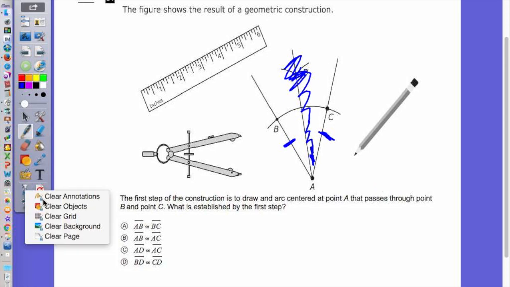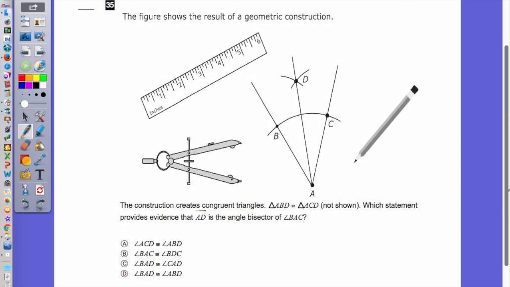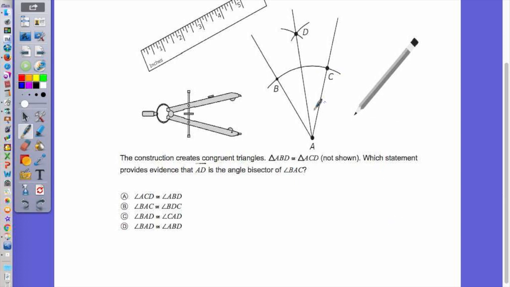35. I think we're using that same drawing again. The construction actually could go on to create congruent triangles, ABD and ACD. They didn't show that, right? But I could draw congruent triangles there. Which statement provides evidence that AD is an angle bisector of BAC? Well, if AD is a bisector, then BAD would be congruent to CAD, correct? And that's why it's C. Okay.